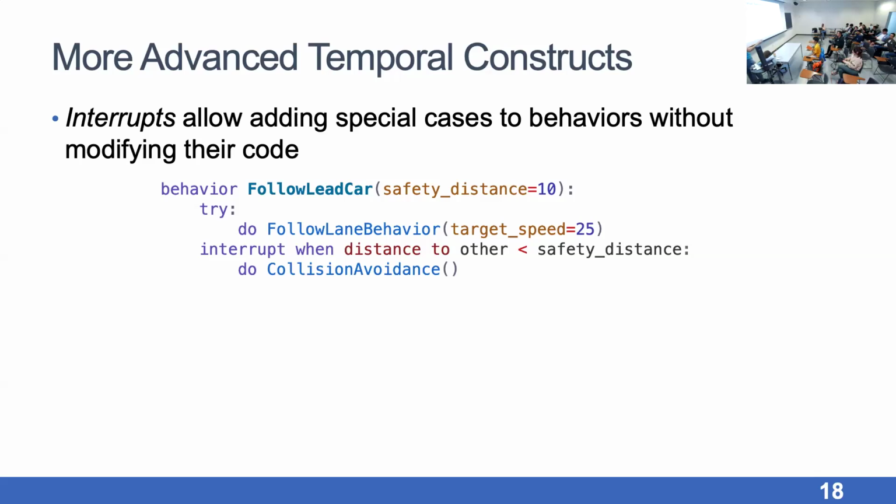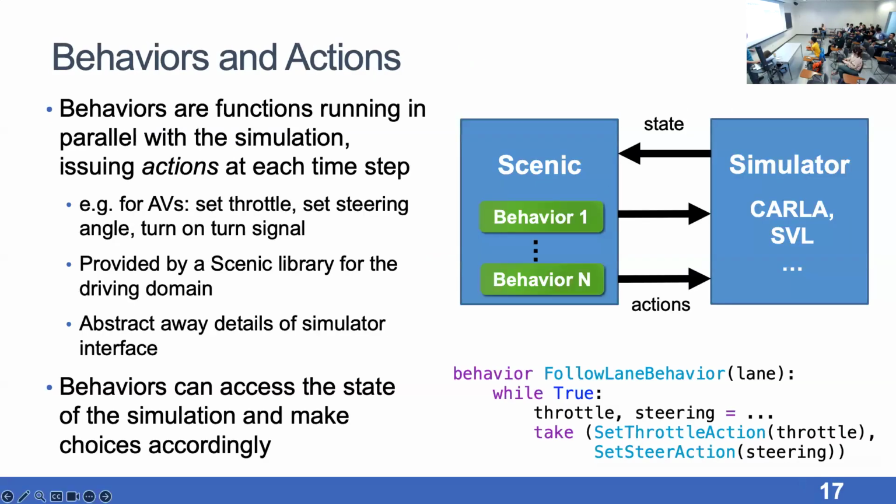So the actions are the part that the simulator interface has to define, saying here are the actions that this simulator supports. Everything else, like the higher level behaviors, like following lanes and things, can be written purely in Scenic. So those behaviors will then be constructed based on those atomic actions. Exactly, right. So here follow lane behavior is calling these atomic actions, set throttle action and steer action. These aren't simulator specific, but the implementation of these is simulator specific.